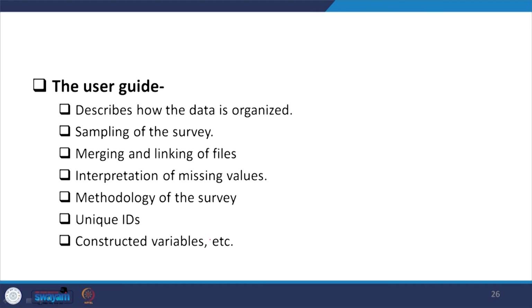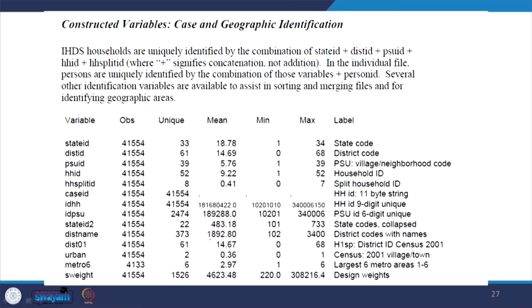So far as the user guide is concerned, it describes how the data is organized, sampling of the survey, merging and linking of files, interpretation of missing values, methodology of the survey, unique IDs, constructed variables, etc. These are all given as part of the user guide.